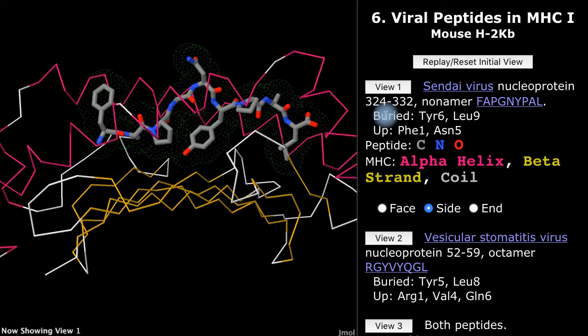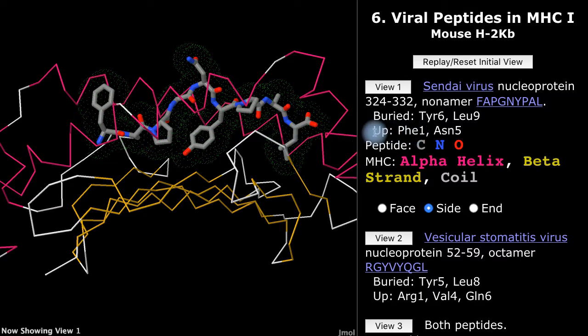Some peptide amino acid side chains are buried in the bottom of the MHC cleft. These include tyrosine 6 here, and leucine 9 here, both pointing down in this view.